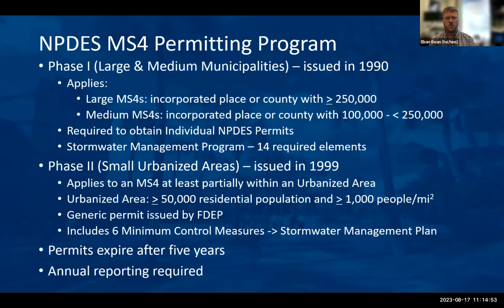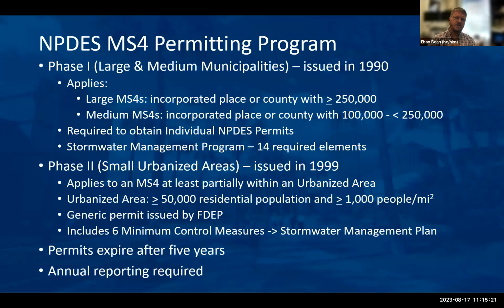Whereas Phase 2 went into place in 1999. And this is what is called a generic MS4 permit, and this is issued by FDEP. It has common criteria and control measures. So it's a little more generic, just for the smaller municipalities not to have to develop their own things. The permits have to basically be renewed every 5 years.